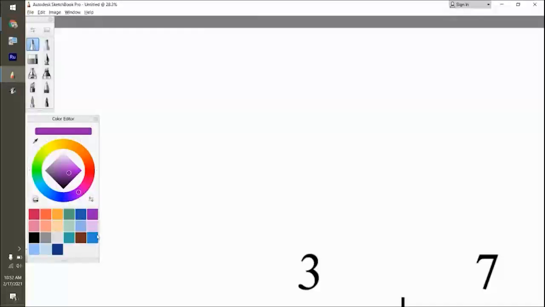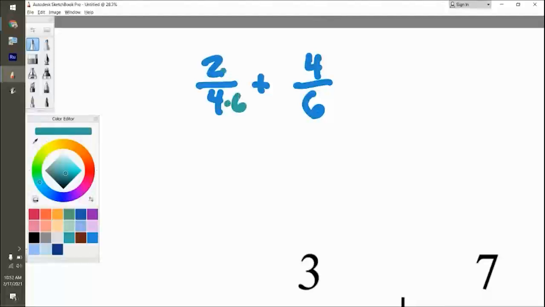So say you did 2 over 4 plus 4 over 6, just because we're using that same example each time. You need common denominators here. You don't have that right now because this one's a 4 and this one's a 6. So one way of doing it, probably one of the easier ways, is if you just multiply this one by 6 over 6 and this one by 4 over 4. Because if you notice, here, let me highlight it, the denominators are now the same.